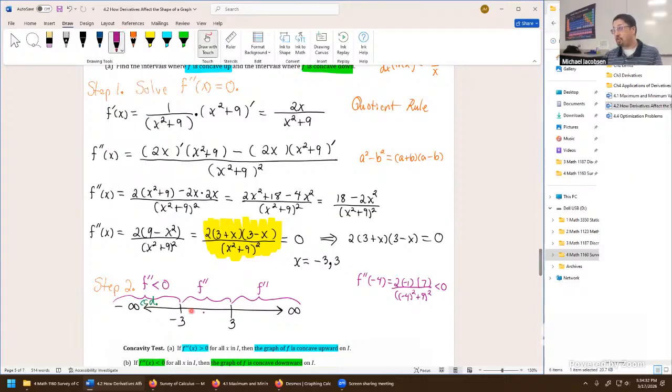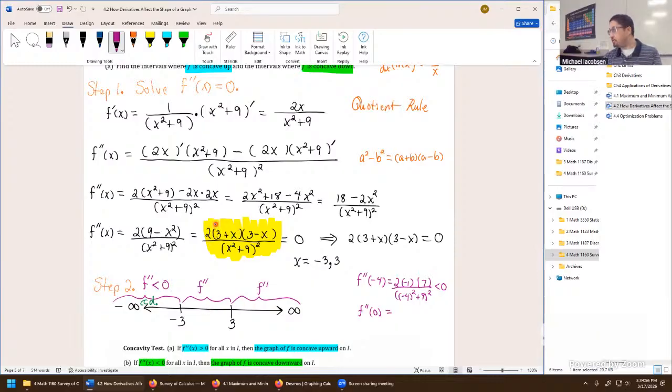Then we just switch over to the next interval. Any questions so far, folks, on making that first conclusion? Okay, well, let's restart it. We go over to this one. Most convenient value would be a 0, so we compute f double prime at 0.